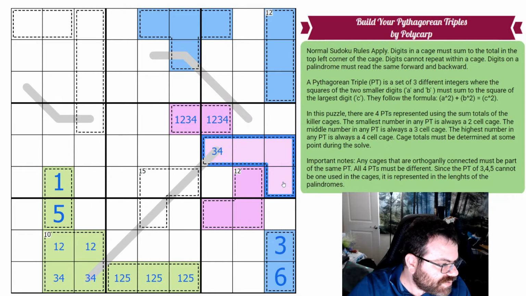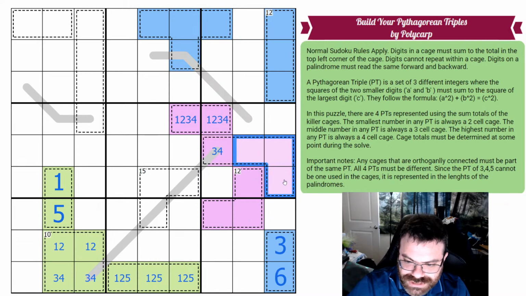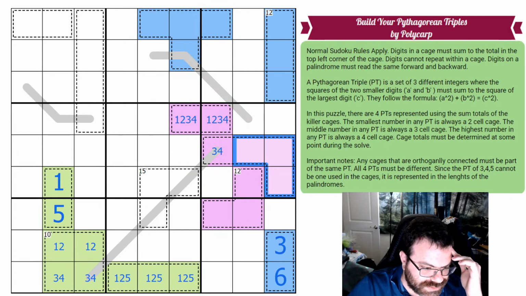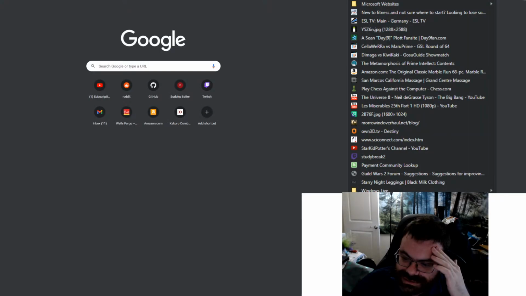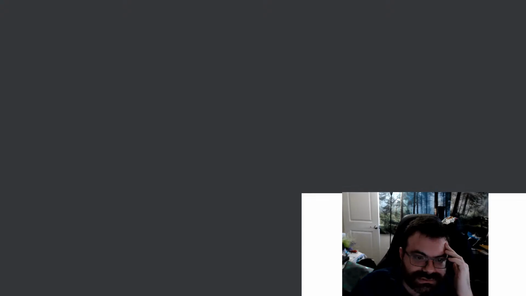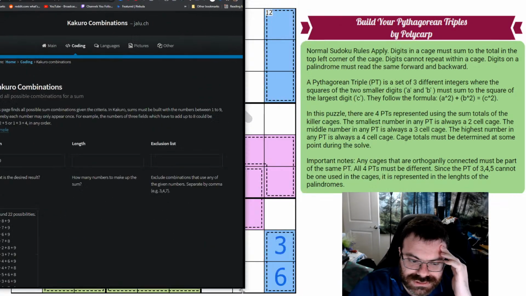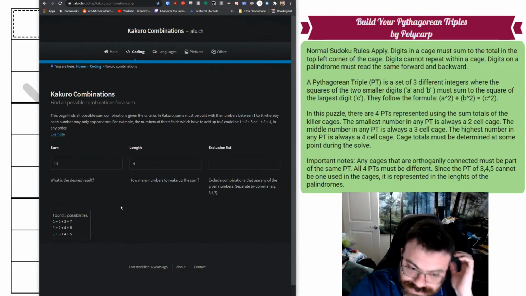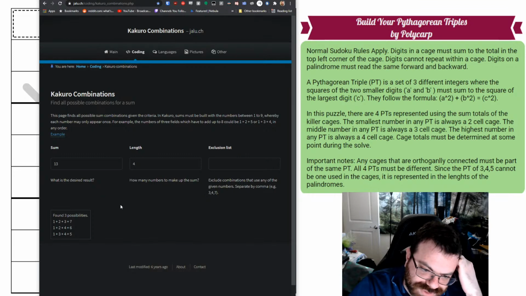And then it goes 5, 12, 13. So this adds to 13. So 13 and 4. 1, 2, 3, 4 is 10. So we have 3 degrees of freedom there. Does it need a 1 and a 2? Let's just pull up my combinations calculator here. It needs a 1. It doesn't have to have a 2.